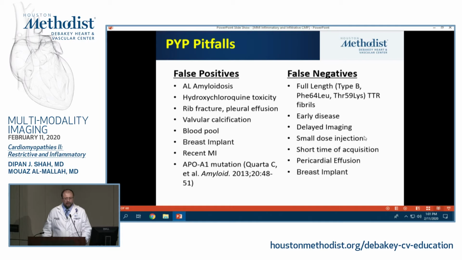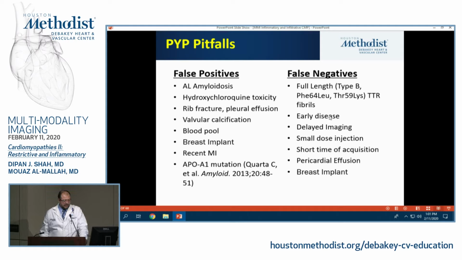If there is only a small dose that you injected, or if the patient has a short time of acquisition, we had one time the patient could not continue the image acquisition, and then if it is positive, great, but if negative, you cannot completely rule out the disease. And obviously pericardial effusion might give you a false negative because you're drawing the ROI and the dose is kind of downplayed by the pericardial effusion.